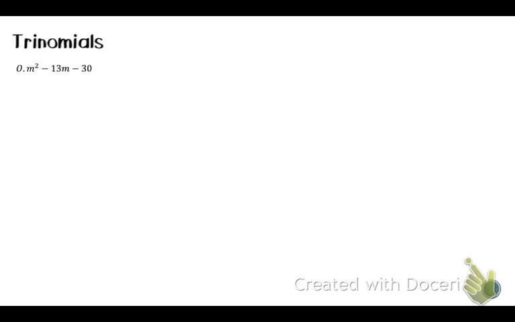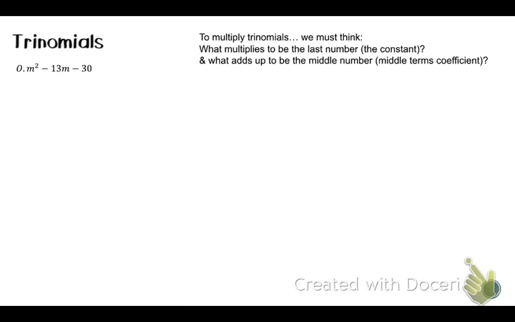Let's get into factoring some trinomials. So m cubed minus 13m minus 30, sorry. So to multiply trinomials, we must think, that's not supposed to say multiply. To factor, that's what we're doing here. We're not multiplying. To factor a trinomial, sorry about that, what multiplies to be the last number and what adds up to be the middle number.